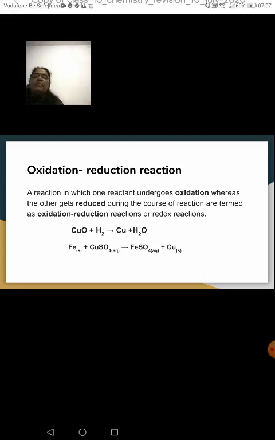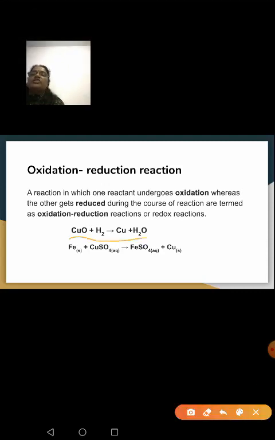I have given an example here. Copper oxide reacts with hydrogen to form copper and water, that is H2O. In this, loss of oxygen and gaining of oxygen are taking place. Copper oxide is losing oxygen to become copper. When oxygen is lost, you call it a reduction reaction. When gaining of oxygen takes place, you call it an oxidation reaction. So hydrogen becoming water is the oxidation part. Copper oxide losing its oxygen to become copper is the reduction part. When oxidation and reduction happen simultaneously, you call it a redox reaction.